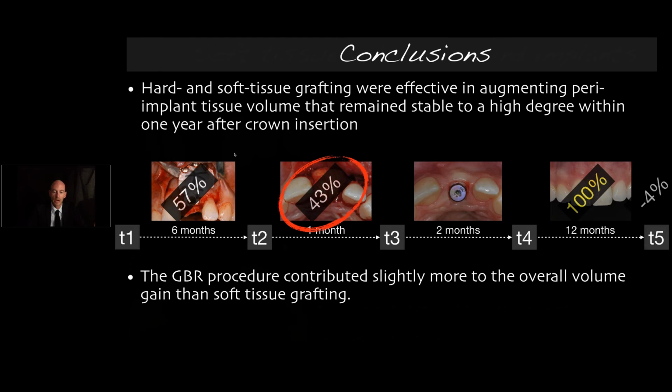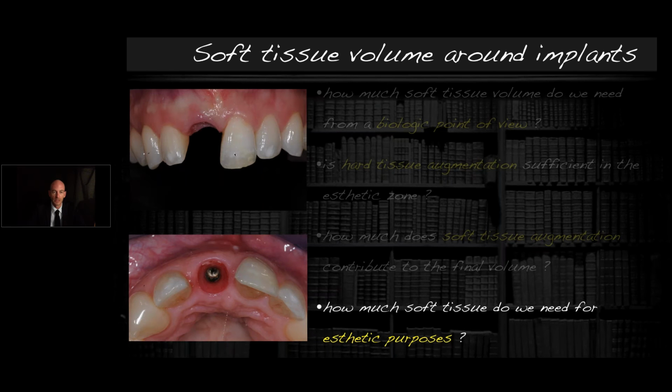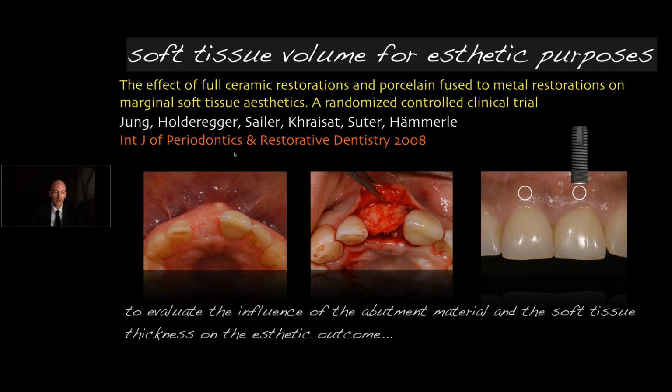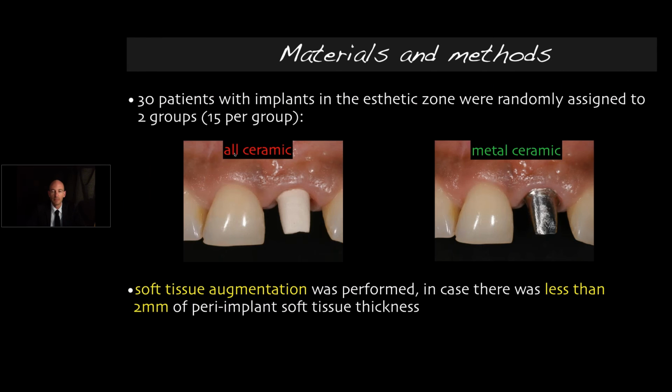And last question, how much soft tissue do we need for aesthetic purposes? I'd like to show you another clinical study published in 2008 by Yoon. They evaluated the influence of the abutment material and the soft tissue thickness on the aesthetic outcome. They included 30 patients, all of them had implants in the aesthetic zone. They were randomly assigned to 2 groups, an all-ceramic abutment group and a metal ceramic abutment group. Moreover, soft tissue augmentation was performed in case there was less than 2 mm of peri-implant soft tissue thickness.